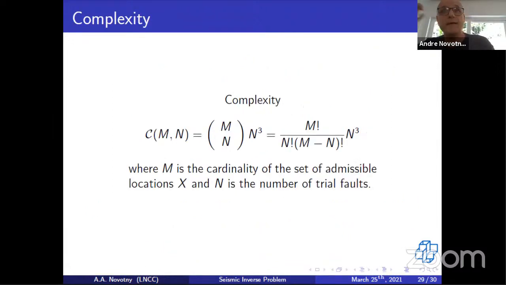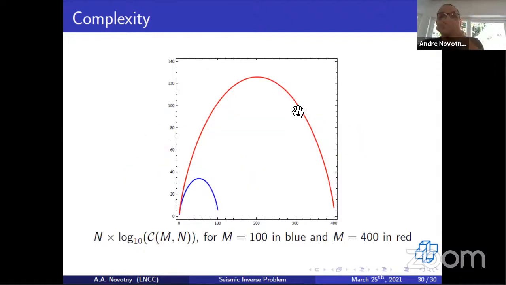So it strongly depends on the cardinality of X. In order to explain better, the complexity of the algorithm can be estimated in this way, where M is the cardinality of the set of admissible locations, and N, capital N, is the number of trial folds. Okay, so we get this approximation. Graphically, we can see here, for example, let's fix here in the red line, where the cardinality is 400 points in the domain.